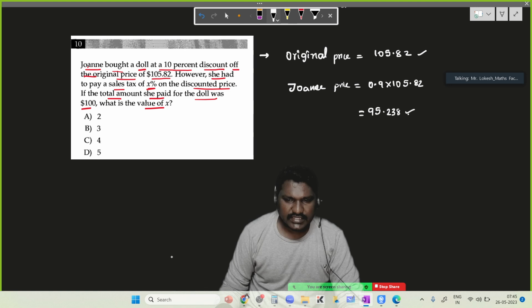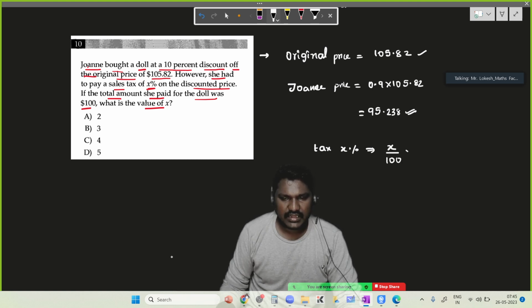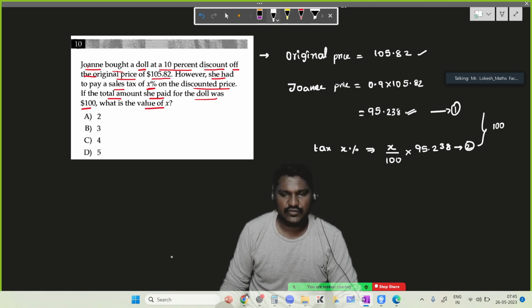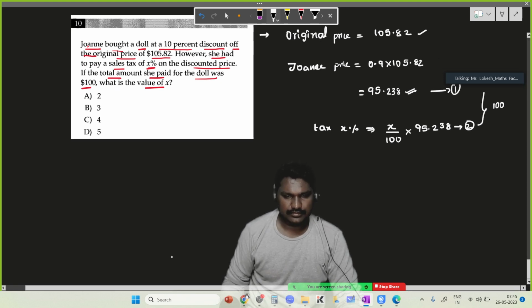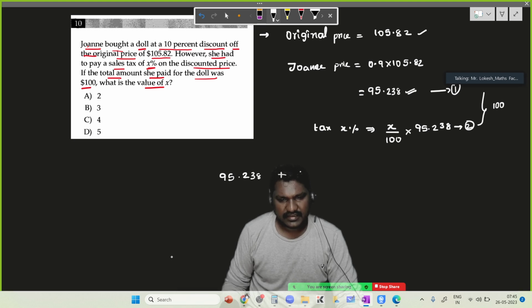Now for this amount he has to pay a sales tax of X%. X% of anything will be X by 100 times this 95.238. Now this discounted price and tax together she paid $100. Now we have to find the value of X. Let me do it very simply. 95.238 plus tax, X by 100 times 95.238, is equal to 100.